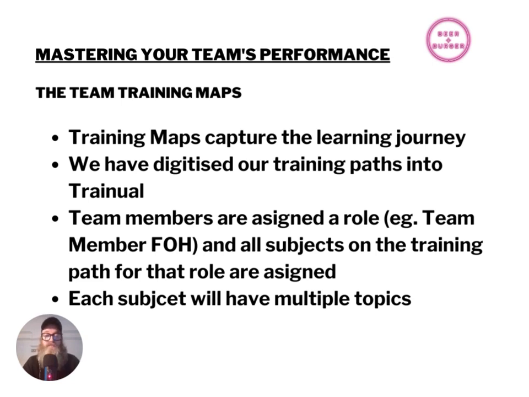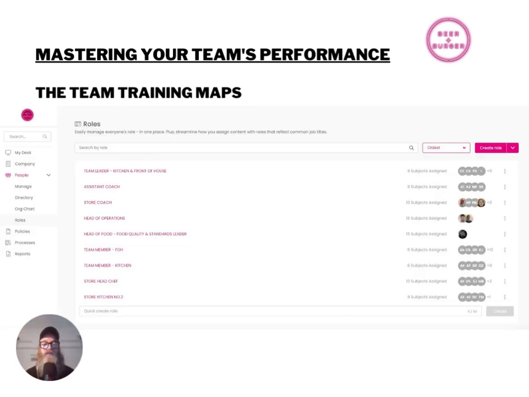Now, training paths are mapped out, and you can see them in Trainual itself. And the next slides are going to show that. You will see here in Trainual, under People, there's the Roles tab. And when you click on Roles, you will see the roles that we have in the business, ranging from team member, front of house kitchen, team leader, front of house kitchen, assistant coach, store coach, ops, head of food.